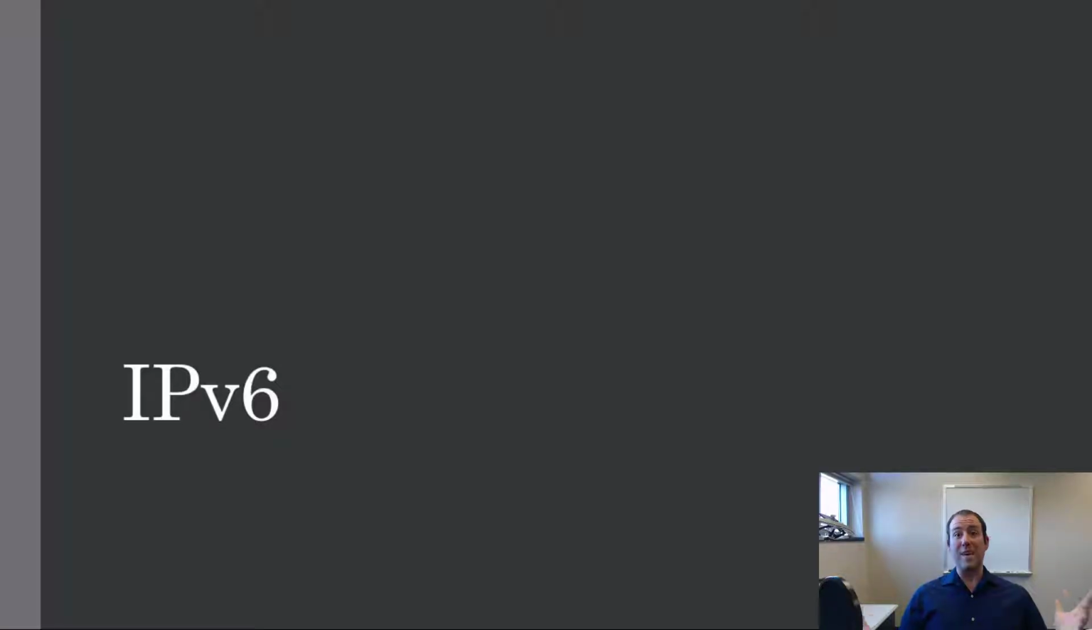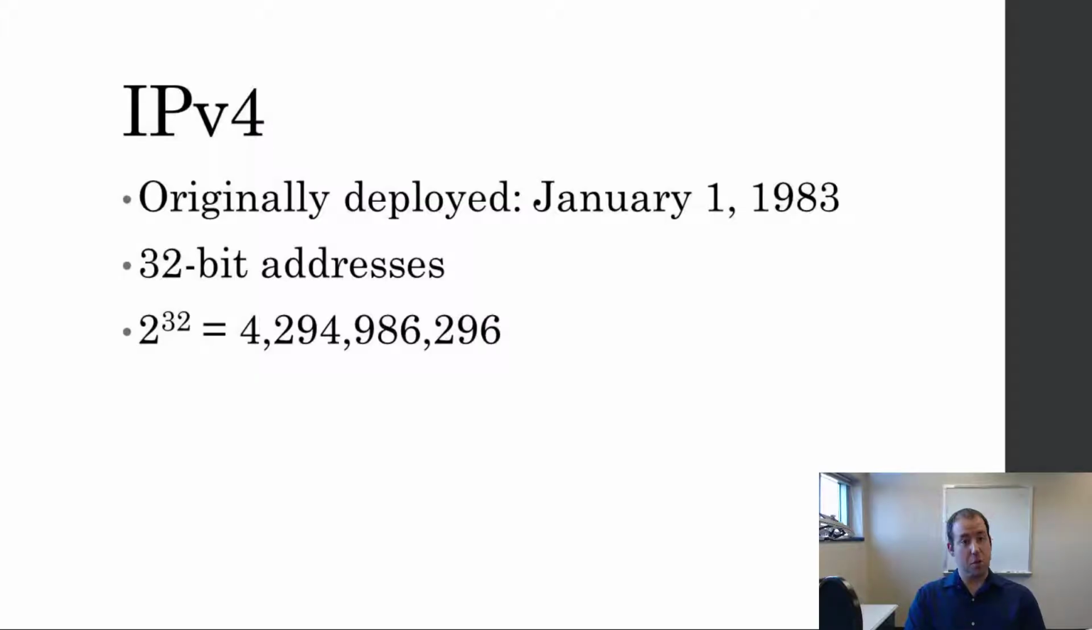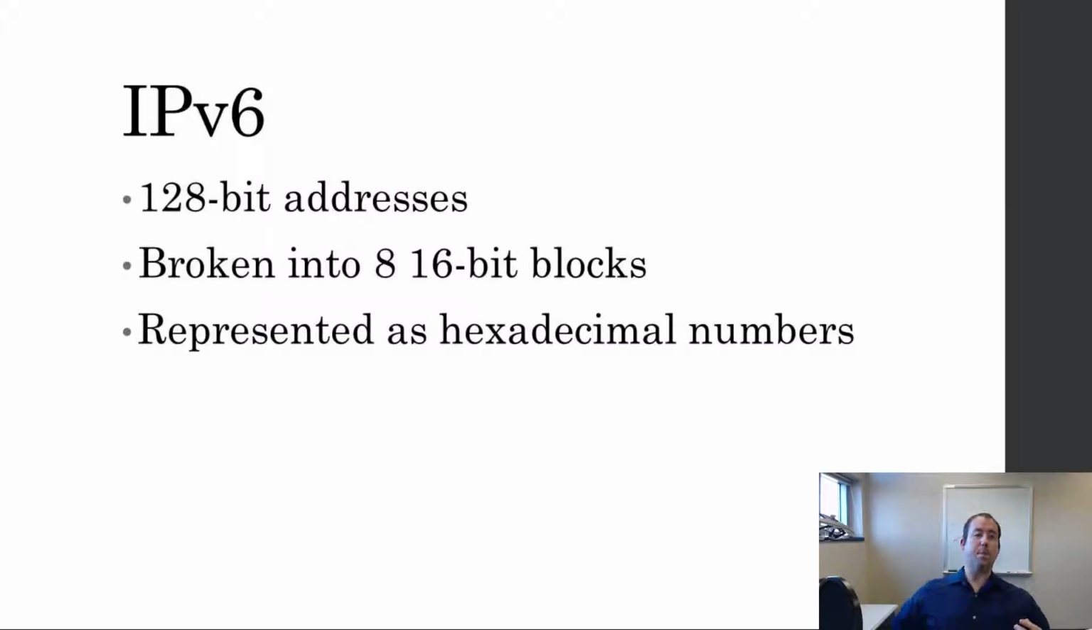All right, so now that we've got the reasoning for why you need IPv6, let's talk about the solution to all of those problems, which is IPv6. Just a reminder, IPv4, Internet Protocol version 4, was deployed January 1st, 1983, with 32-bit addresses. That's roughly 4 billion, the number right there on your screen. IPv6, the solution to that, basically solves the problem of a lack of IP addresses by creating so many IP addresses that you won't even believe it.